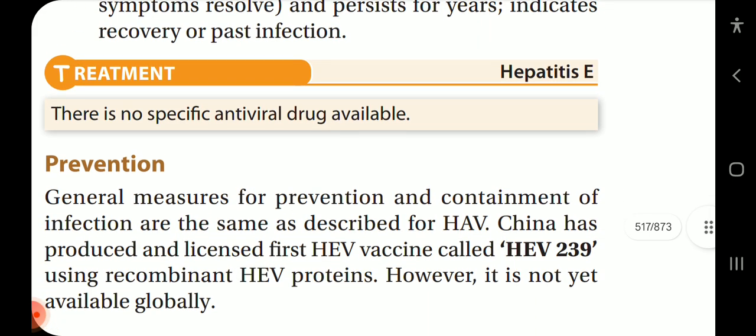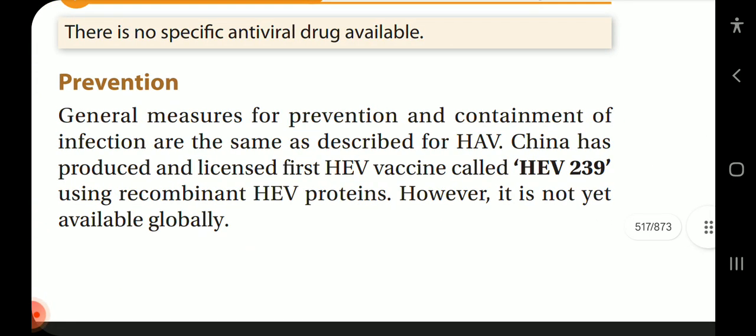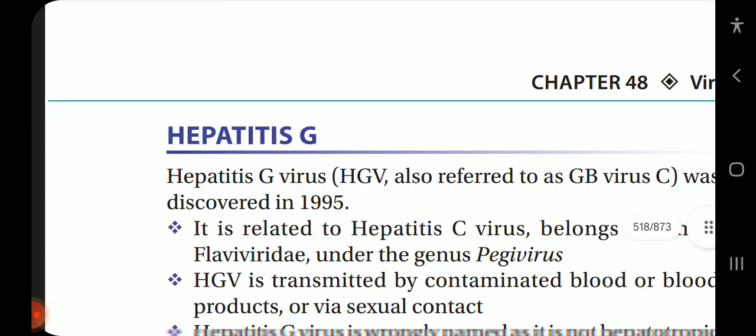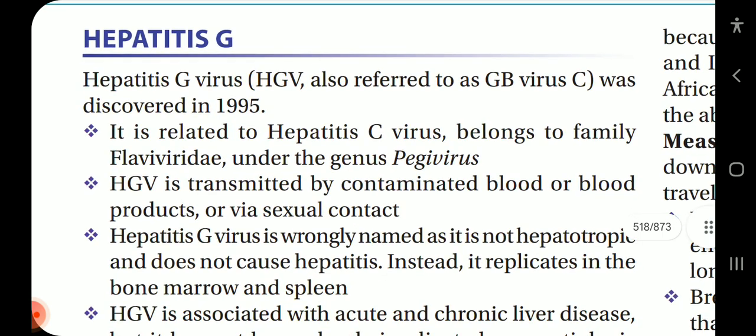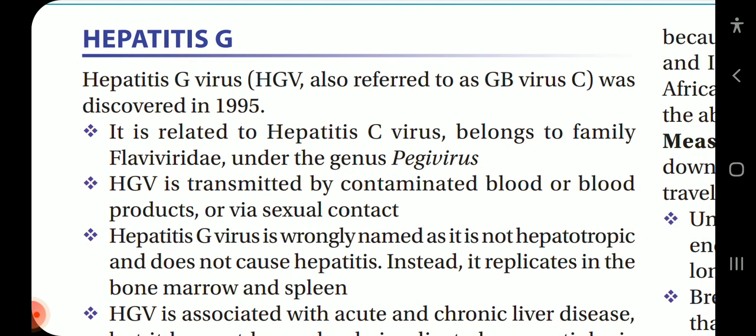Treatment: there is no specific antiviral drug available. Prevention. General measures for prevention and containment of infection are the same as described for HAV. China has produced and licensed the first HEV vaccine called HEV-239 using recombinant HEV proteins. However, it is not yet available globally. Now, the last of the hepatitis viruses, which is hepatitis G.